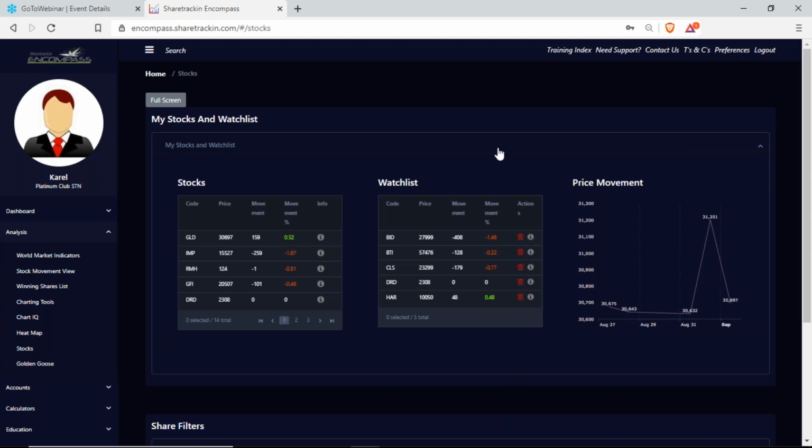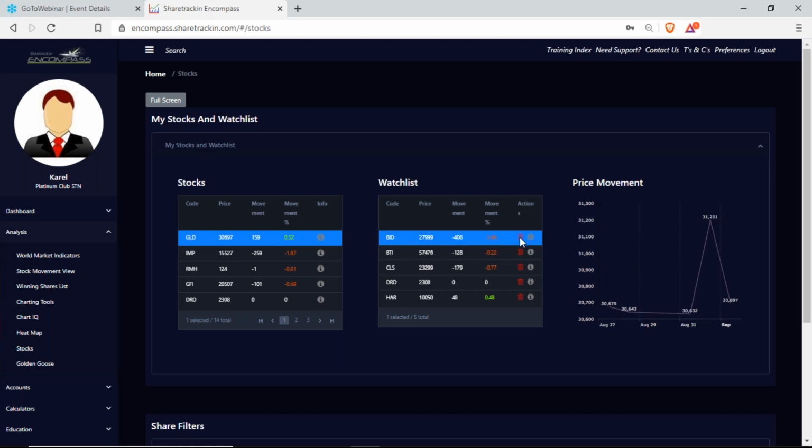you have your My Stocks and Watch List. On the one side, you have your stocks. Your stocks is shares that you bought already. Your watch list is shares that we want to keep our eye on, because they are not quite yet at a buying point. So you would see that currently I am keeping my eye on BIT, BTI, CLS, DRB, and HAR.